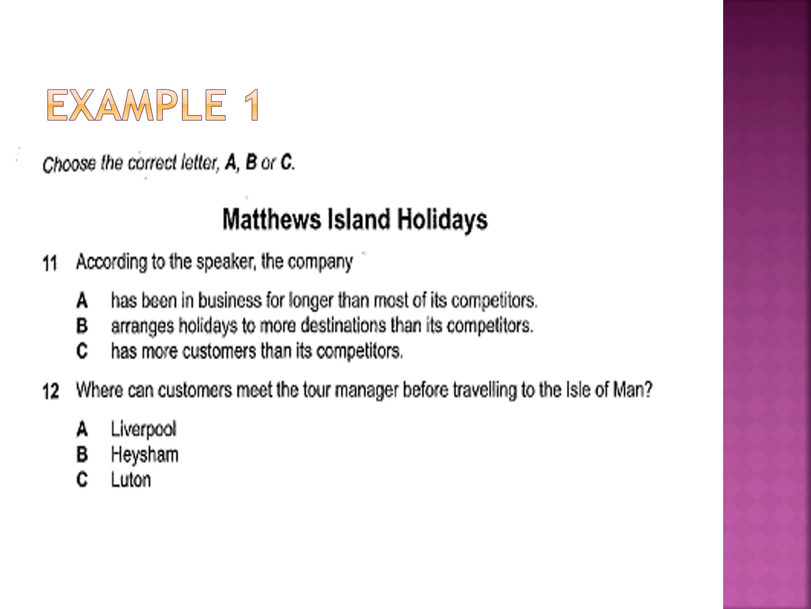The question number 12 is: where can customers meet the tour manager before traveling to the Isle of Man? So Liverpool and B and C, these are the options. So you have to select the one. This is an example of an MCQ type of question in which there is a question and an instruction, and you are given 3 options, so you have to select the one.